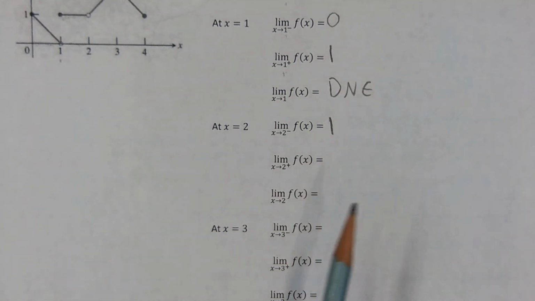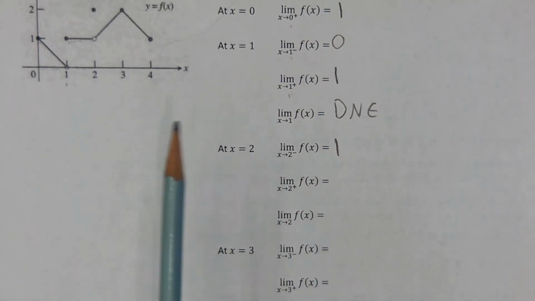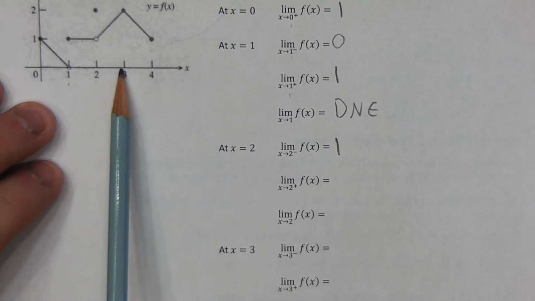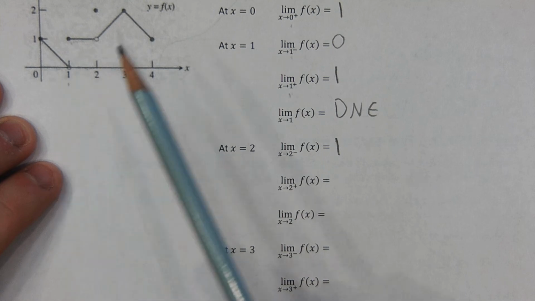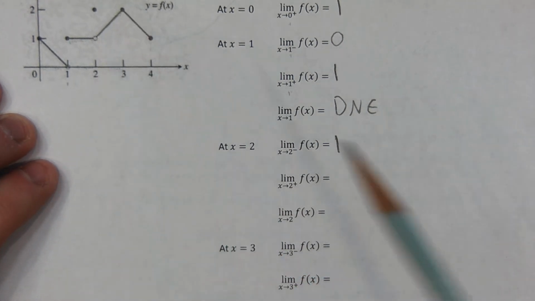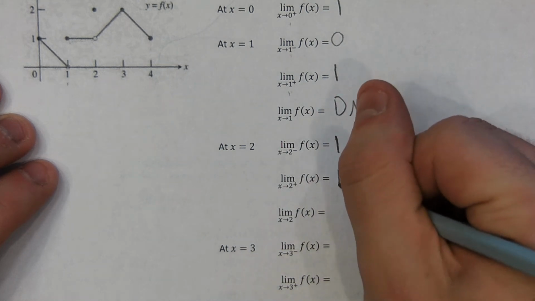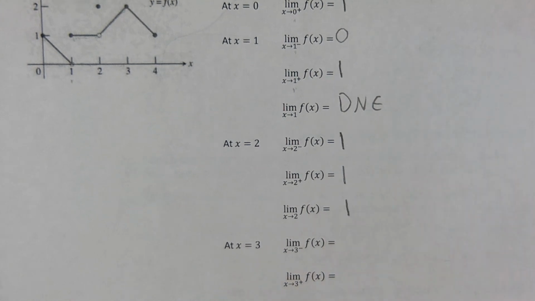What if we're getting close to 2 from the right? Oh, you can't see the picture. Drifting closer and closer to 2 from the right side of 2. You're riding the curve, you're getting closer and closer to the y value of 1. So the left-hand limit is 1, the right-hand limit is 1. So then what is the limit? 1.